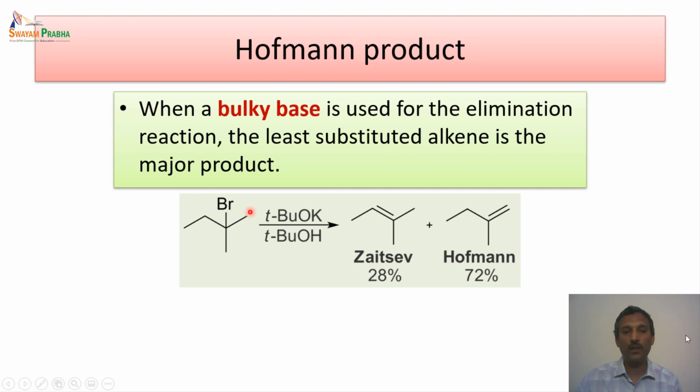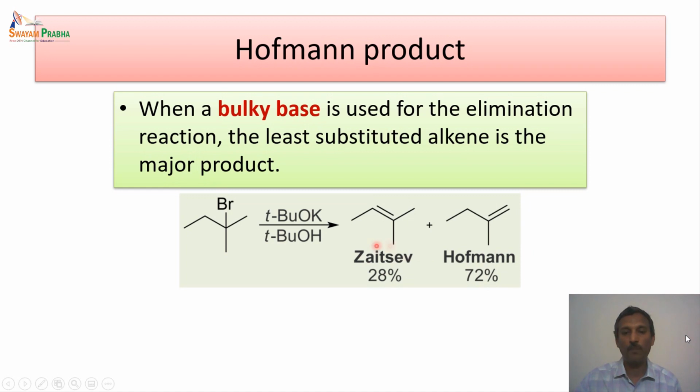So the base can abstract a proton from 1, 2 and 3. There are 3 different places. These are identical ones, so we can say there is only one, and here we have another one. So literally speaking, these two identical ones count as one, and this is the second one. So there are 2 possibilities of the base abstracting a proton. In this particular case, it does not abstract a proton from the internal one; rather, it abstracts a proton from the external one.